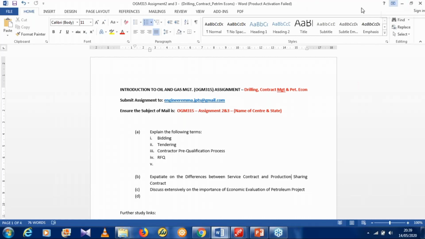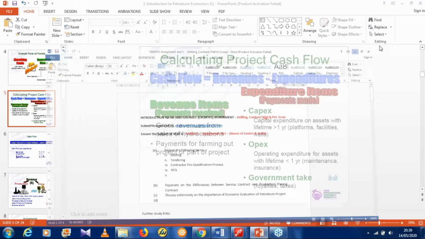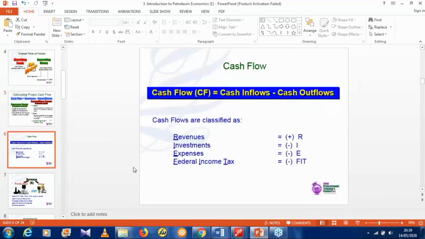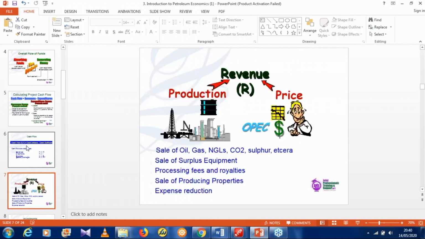Okay, so I'm going to be taking screenshots of that so I can quickly talk about it. So cash flow is equal to what now? Cash flow is equal to cash inflow minus cash outflow. Now let's graduate to the next terms: revenues, investment, expenses, and federal income tax, and the formula that relates them.